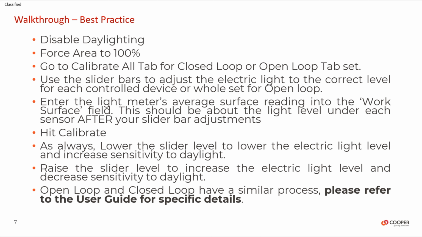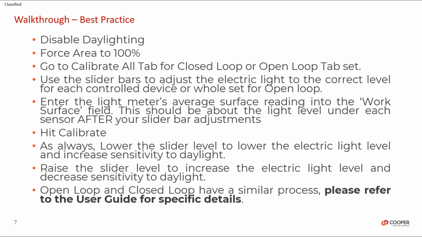For daylighting best practice, disable daylighting in the area. Force the area to 100%. Now calibrate using the closed loop or open loop tab set. Use the slider bars to adjust the electric light to the correct level for each controlled device or whole set. Enter the light meter's average surface reading into the work surface field. This should be about the light level under each sensor after your slider bar adjustments.